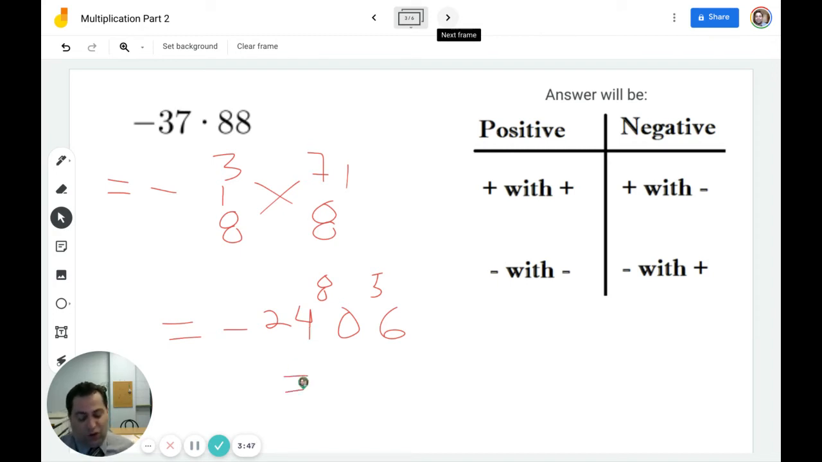Adding them up, we got 24 plus 8. Well, 24 plus 6 is 30. 30 plus 2 is 32, so the answer is negative 3,256. 0 plus 5 is 5, and then the 6. Let's try another one.